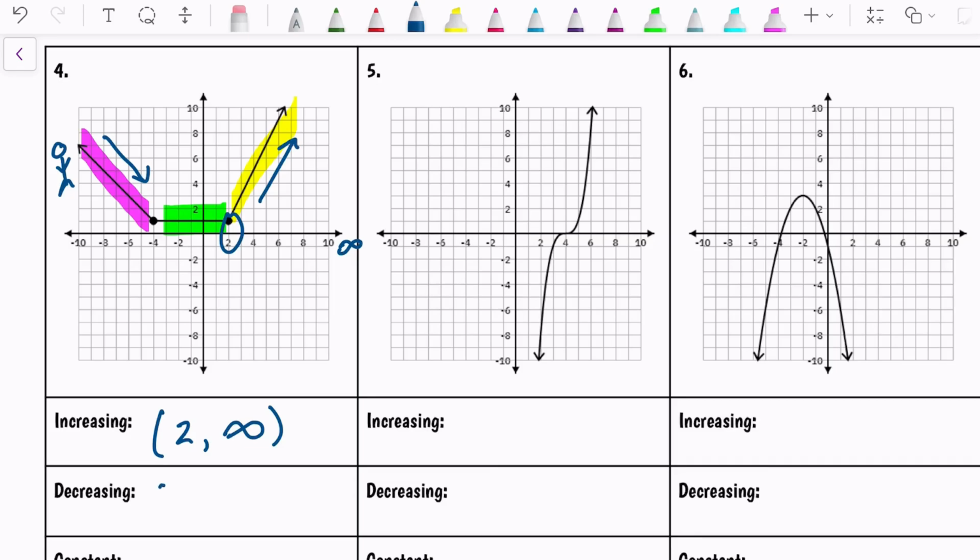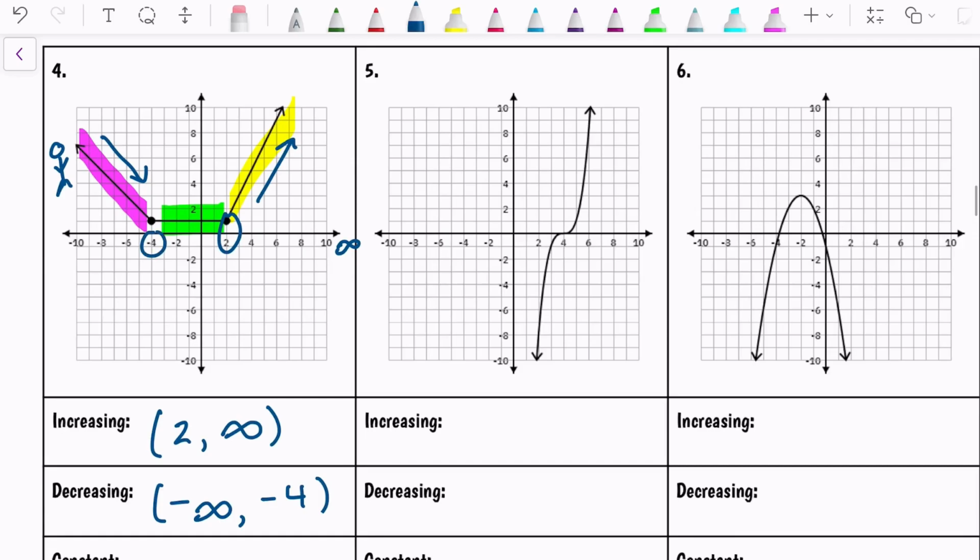I am decreasing from the left. We call that negative infinity. And it turns at negative 4. Again, I can say left, like all the way to the left and all the way to the right, because I've got those arrows, meaning it goes left and right forever. It is constant from negative 4 until 2.